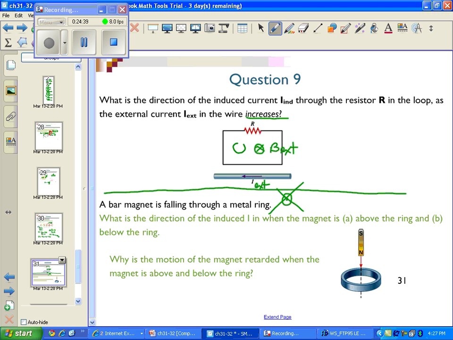Well, the loop tries to prevent that increase by creating an induced magnetic field that is opposite that of the external. So whereas the external was into the plane of the loop, the induced is out of the plane of the loop. And if we use the right-hand rule from chapter 30 to determine the current that's associated with a field in the positive k-hat direction, we find that the induced current is going to be in the counterclockwise direction.